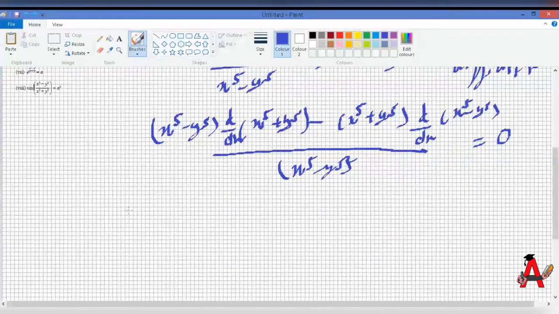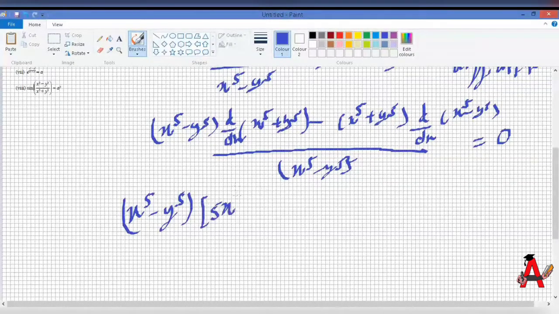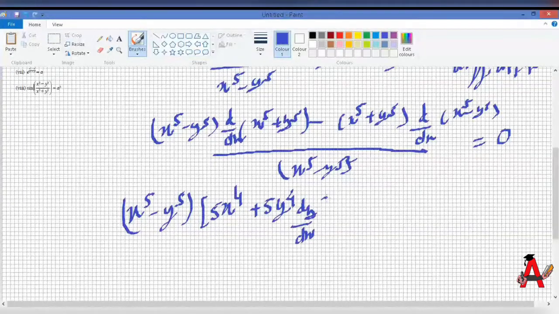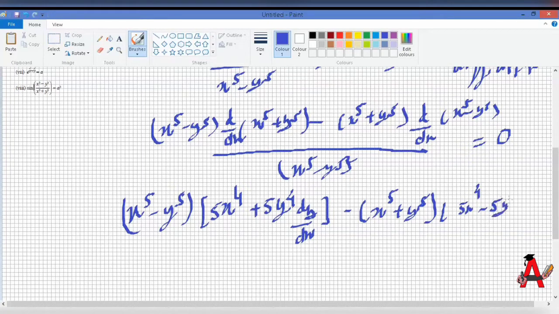So on the left hand side, we will get (x^5 - y^5) into the derivative of (x^5 + y^5). The derivative of x^5 is 5x^4, and the derivative of y^5 is 5y^4 into dy by dx, minus (x^5 + y^5) into the derivative of (x^5 - y^5), again the derivative of x^5 is 5x^4, minus 5y^4 into dy by dx. This is equal to 0.